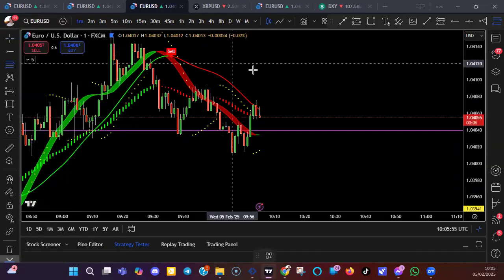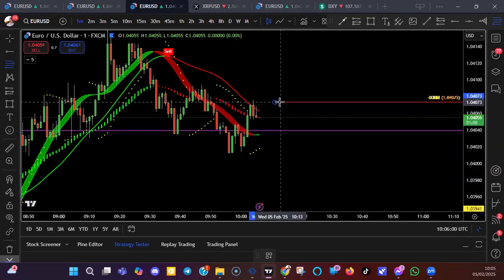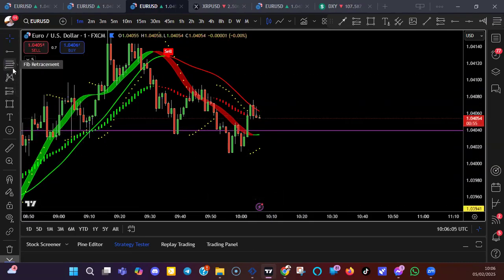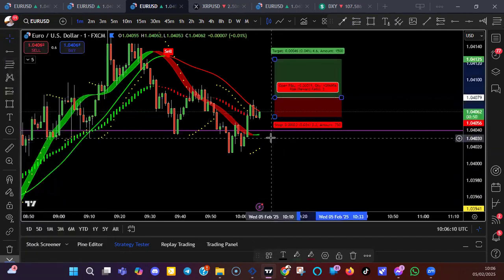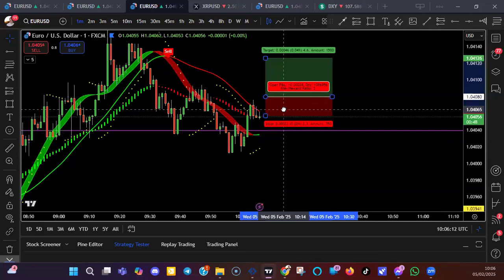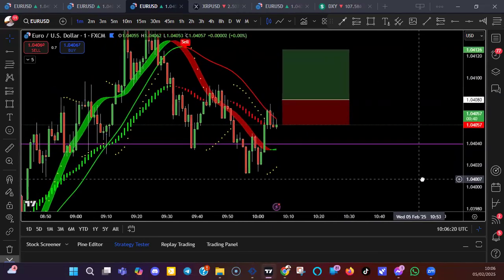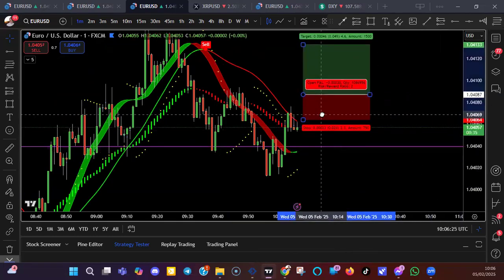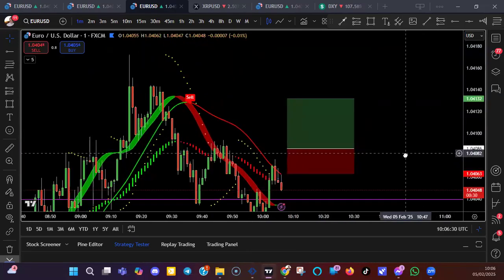Because the buy alert is the next one on. What am I doing here? Sorry, I've got the wrong thing. Trying to talk and do things as well. Long position tool. I want a minimum of 2.2 pips, 2 to 1 up there. So this is the scenario for a buy that we'd like. Actually, it's on the trend line, isn't it? There, so that's the sort of scenario we'd like to see for a buy.